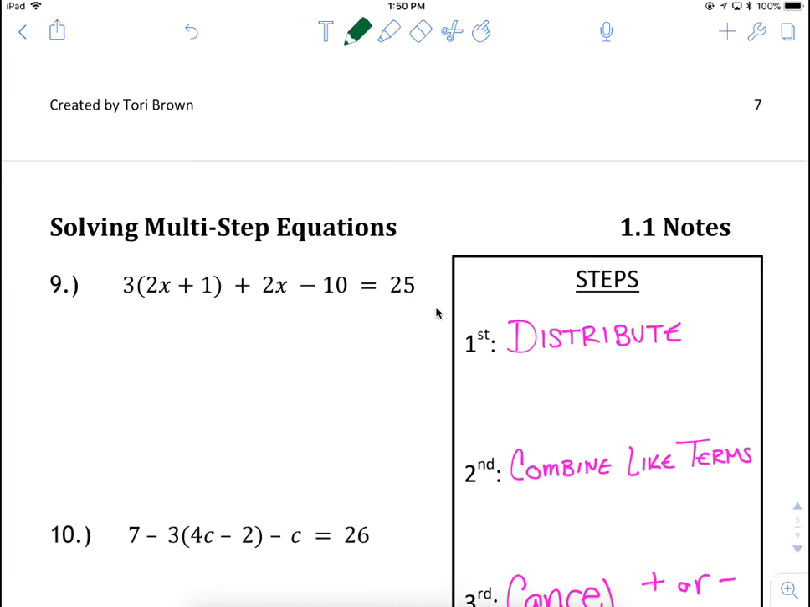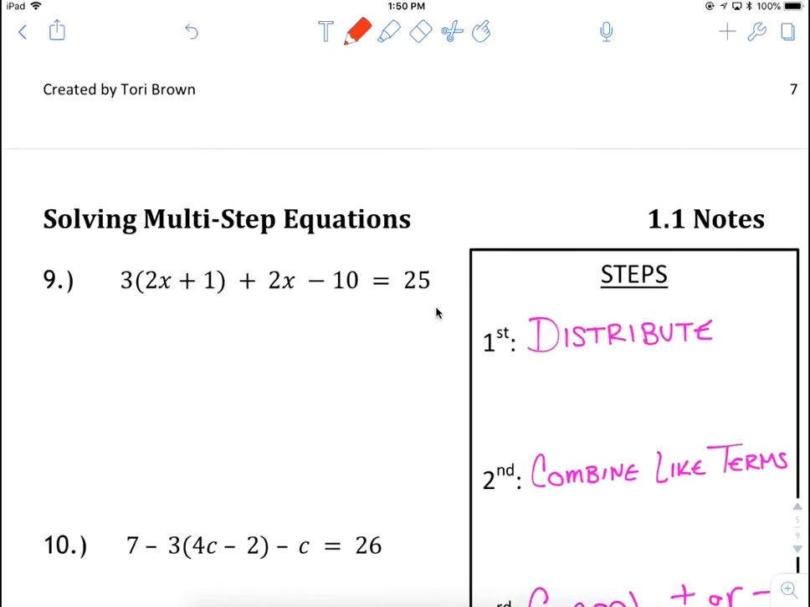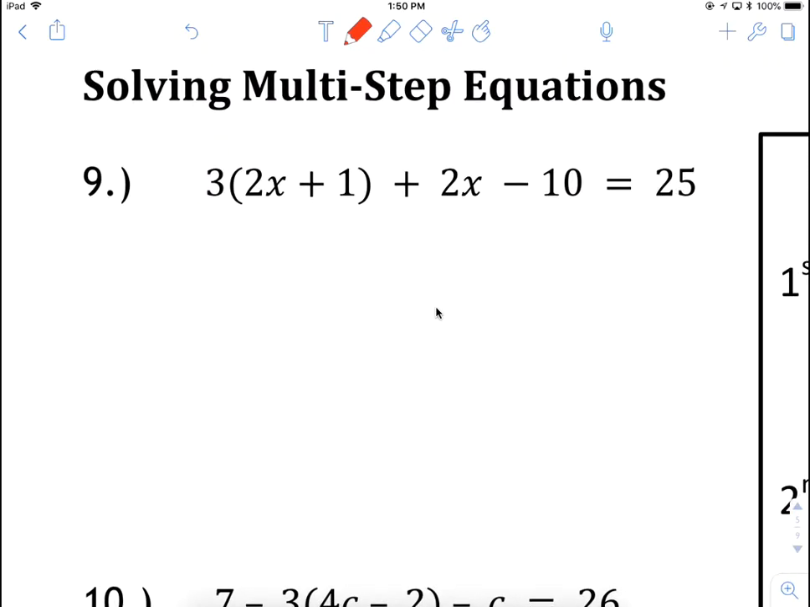Combining and distributing takes that big equation and it simplifies it down into something we can work with. So let's go ahead and look at that. First step says we need to distribute. Our distributing is our 3. He's the only number touching a parenthesis. 3 times 2x makes 6x. 3 times 1 makes 3. And it's a positive, so we put a plus. Nobody else does any distributing, so all I'm going to do is drop them right down beneath where they are.